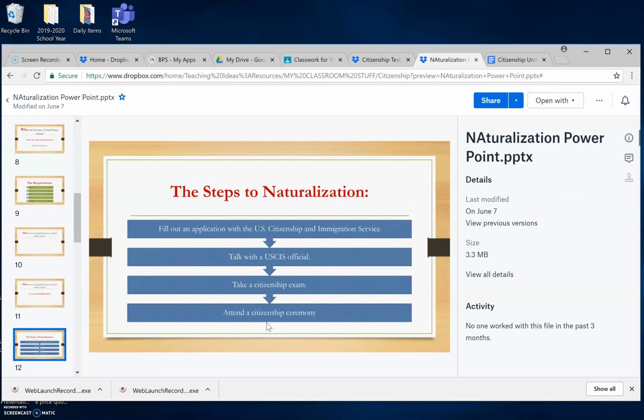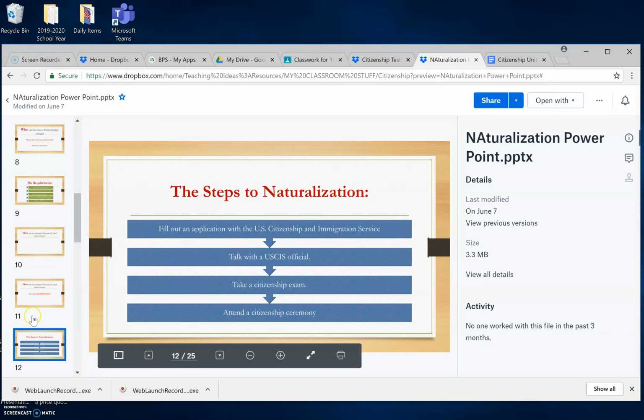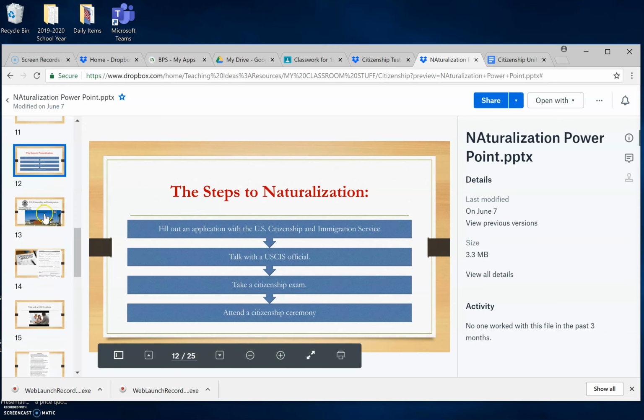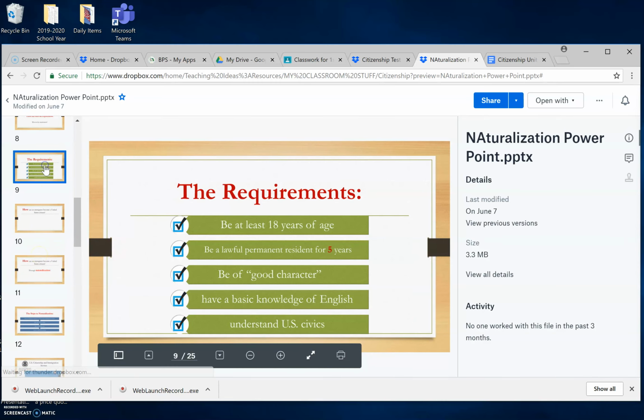The oath of allegiance is different. It is an immigrant pledging their allegiance and loyalty to America. And so these are the steps. We know that. Here are the requirements. Things you have to be.